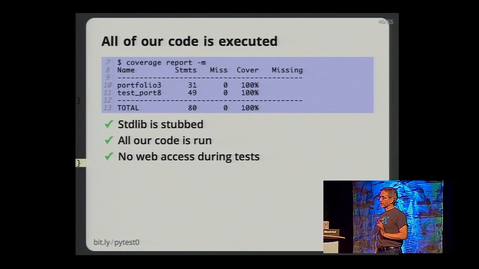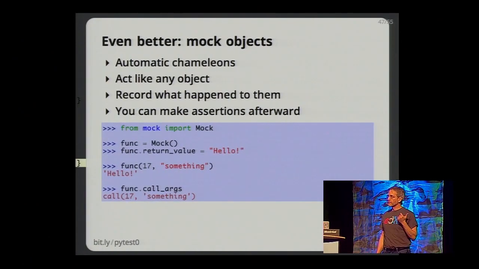Now, all of our code is executed, right? We've got 100% test coverage. All of our code is executed. The standard lib is stubbed out, and we've made no web access during our tests. So this is really good. The thing that's not so great is we've had to do a lot of sort of handcrafting of engineering there. There's an even better way to do this, which is a thing called mock objects.